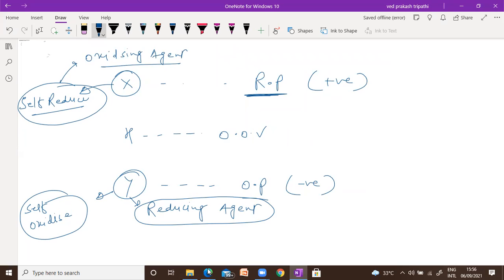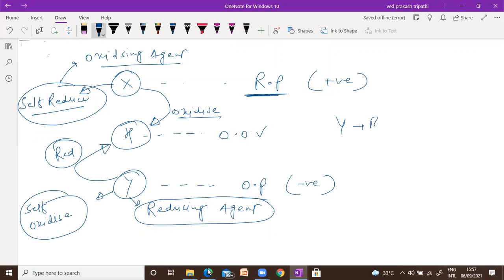X is an oxidizing agent, it means X can oxidize hydrogen. Okay, because above in the series means it can oxidize the one below. It can oxidize this one. And it can reduce hydrogen, which is above this element. Okay, so we can say Y is the best reducing agent and X is the best oxidizing agent.